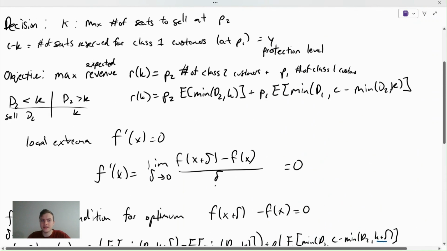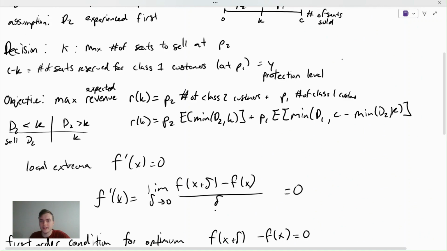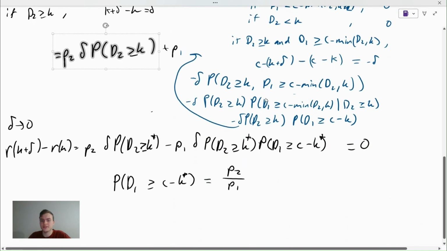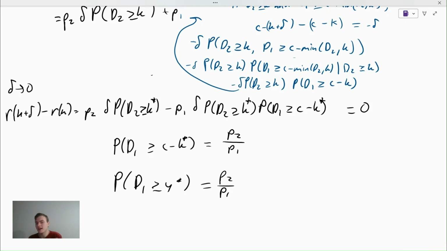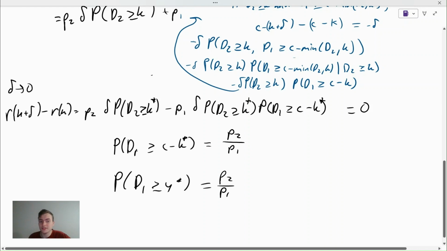And again, our C minus K up here is the protection level Y. So C minus K star is the same as Y star. So that's why it's simpler to talk about the protection level, because in our solution, we have the protection level versus if we had K, we would do C minus K, because this only depends on the demand distribution of D1.